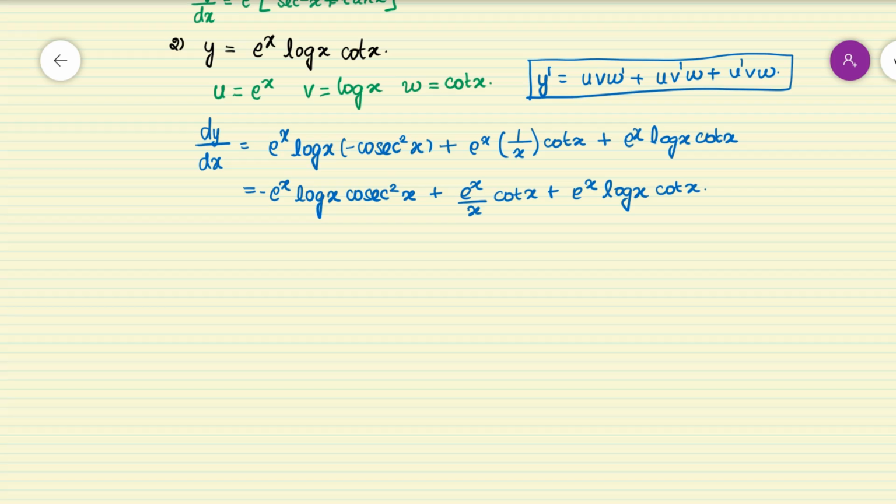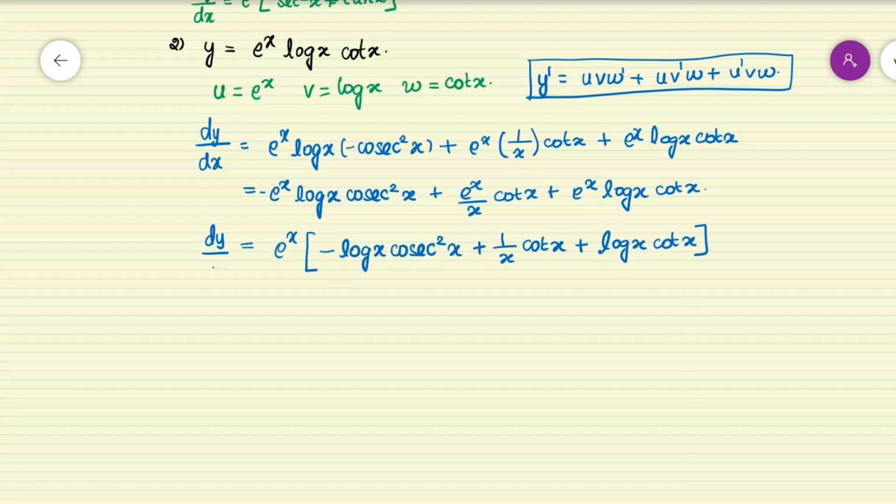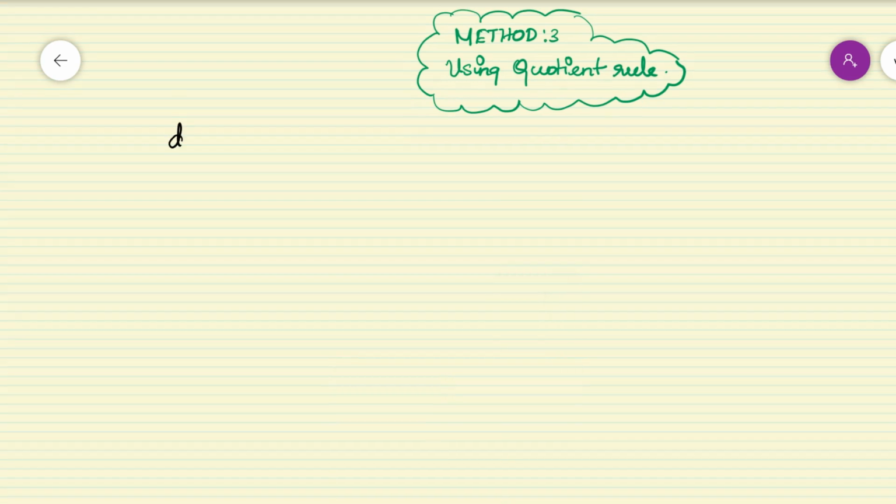So this is the product rule. Here u and v both are differentiable functions of x, that is, u is e power x and v is log x. Both are differentiable functions of x. So that is why we are using this uv rule. That is, in multiplication we use the uv rule. Now this is method 3.